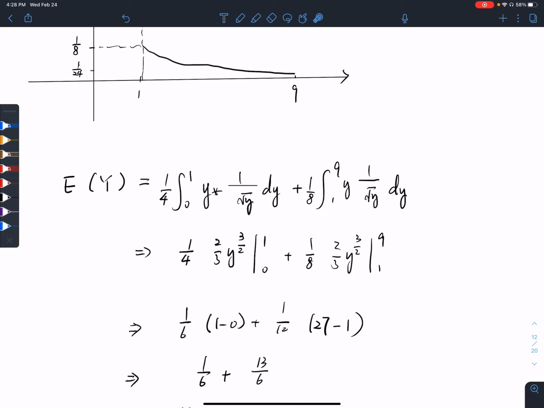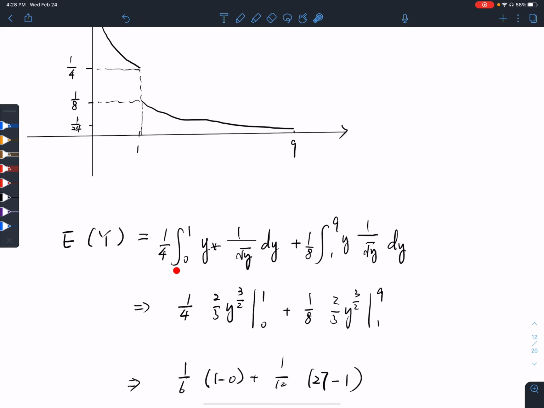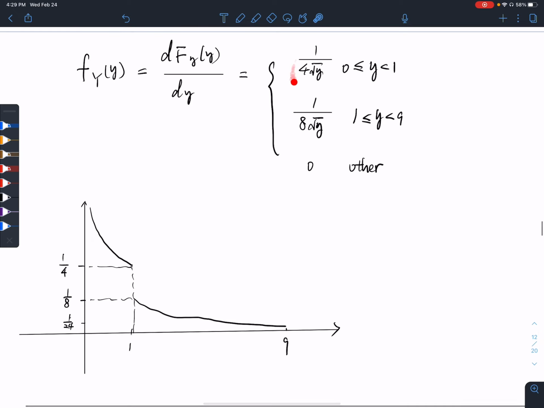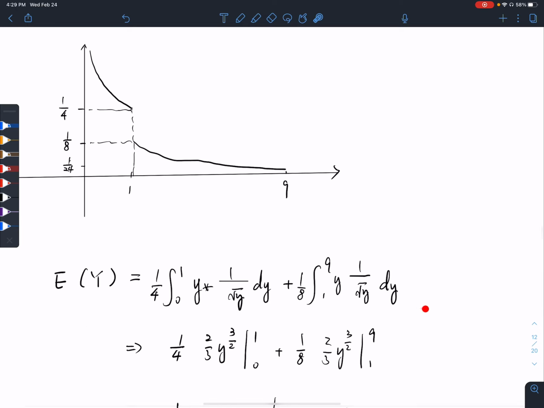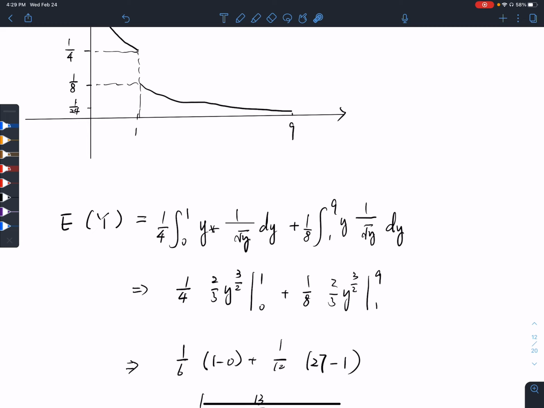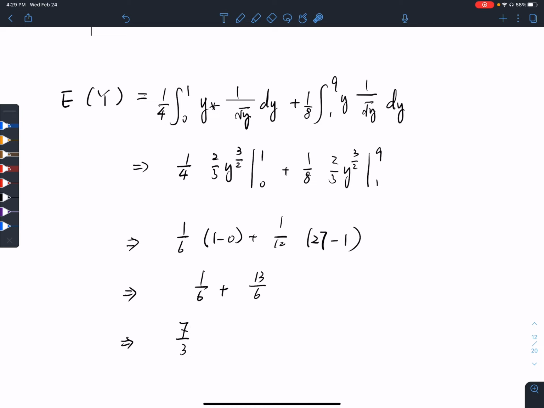For the last part, the expected value of y. Here we just multiply the y value by the density function, which is 1/4 times square root of y. Same thing here. Basically, we need to do the integral, and we get 1/4 times 2/3 times y to the power 3/2 from 0 to 1. And the same thing here is 1/8 times this expression from 1 to 9. And after calculation, it's equal to 7/3.